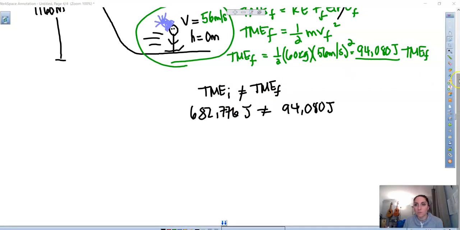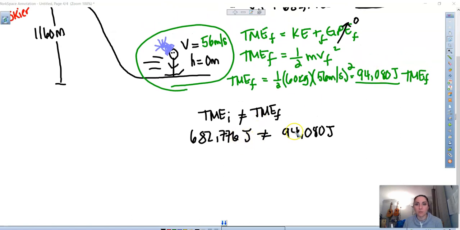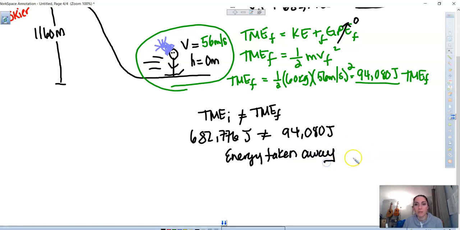So, if you notice or think about it, if the initial is larger than the final, then energy was taken away, right? And if energy is taken away, usually the culprit of that is friction. In fact, you do want friction when you go skiing. You can't go straight down. I don't know if you know that, but you can't. If you do, you go way too fast. So here's an example of energy's not conserved.